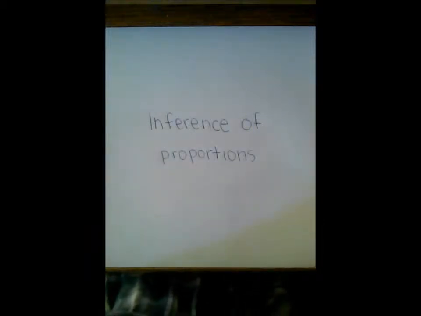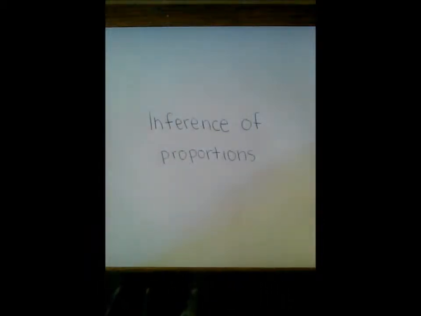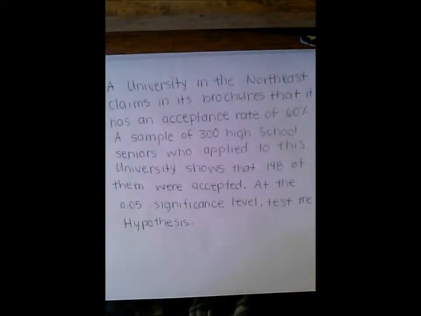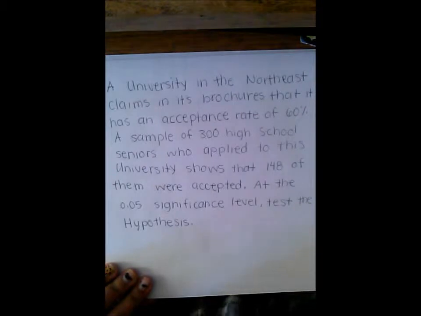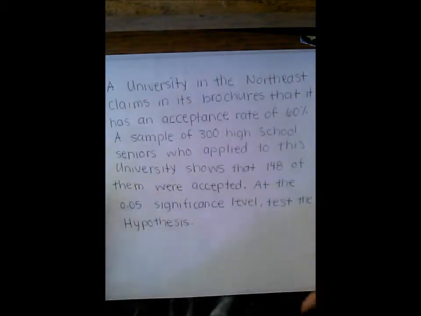Inference of proportions. We are going to look at proportions of an outcome in a population or across several populations. A university in the Northeast claims in its brochures that it has an acceptance rate of 60%. A sample of 300 students, high school seniors, who applied to this university shows that 148 of them were accepted. At the 0.05 significance level, test the hypothesis, which means we're going to be doing a hypothesis test.